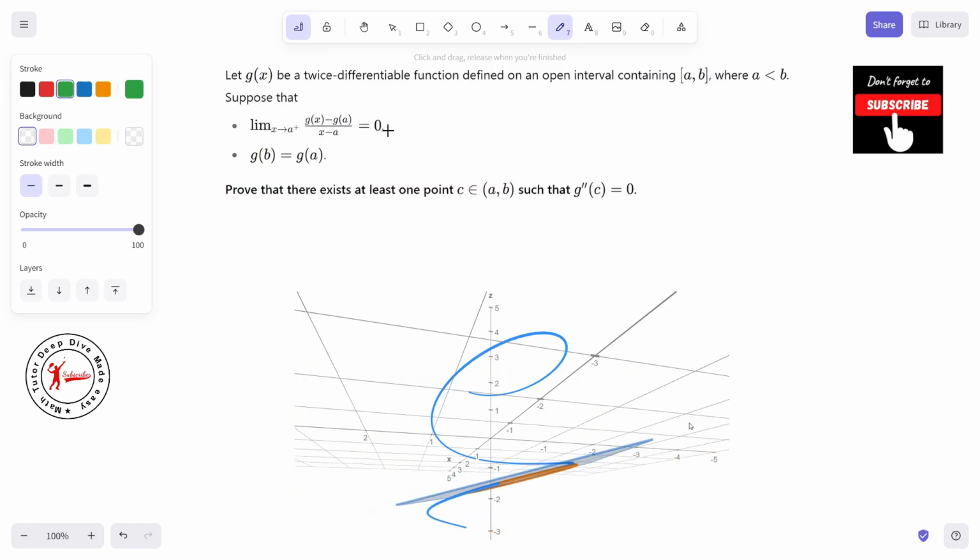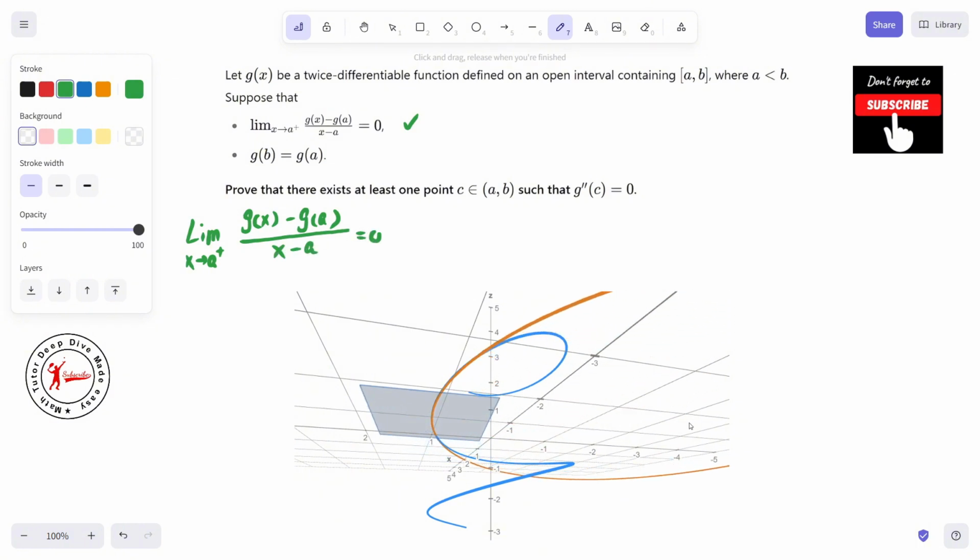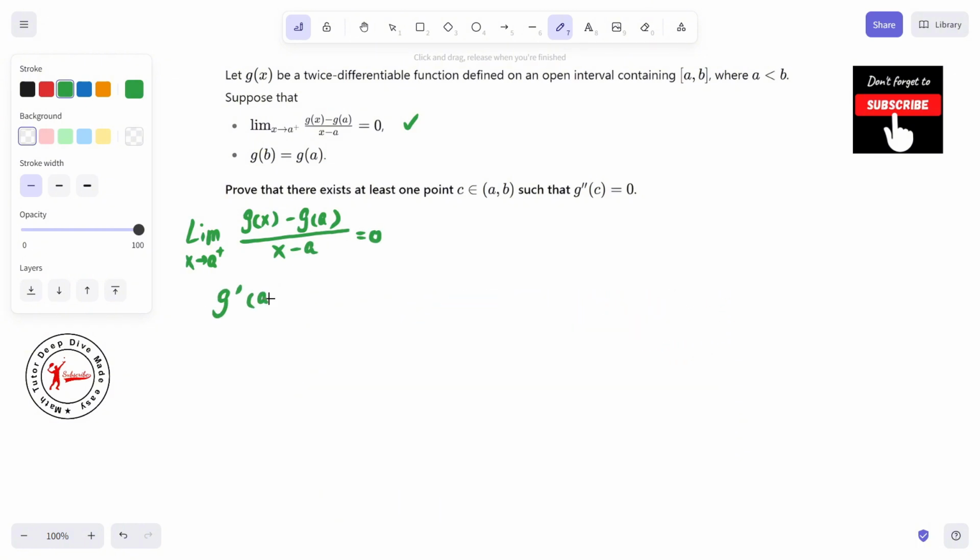We're told that g of x has a second derivative. That's great, because that automatically means the function is differentiable and also continuous. Now we look at the first condition. The limit as x approaches a from the right of the difference between g of x and g of a, divided by x minus a, is 0. What does that mean? Well, that's just the definition of the right-hand derivative at the point a. Since that limit exists and equals 0, and since g of x is differentiable, it means the actual derivative at a exists and is equal to 0.